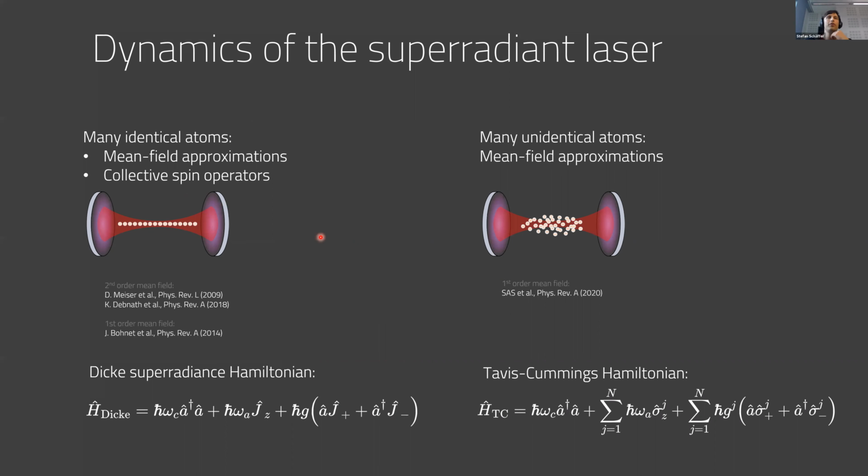So instead, there are two different approaches. Either you can regard the atoms as identical and use this collective spin operator inherent to the Dicke model, and a kind of a collective dipole moment as well. Or you can consider many non-identical atoms. In that case, you need to generalize the Jaynes-Cummings model to this Tavis-Cummings model, where you basically sum over the values of all the different atoms, all the different couplings, and all the different spin operators.